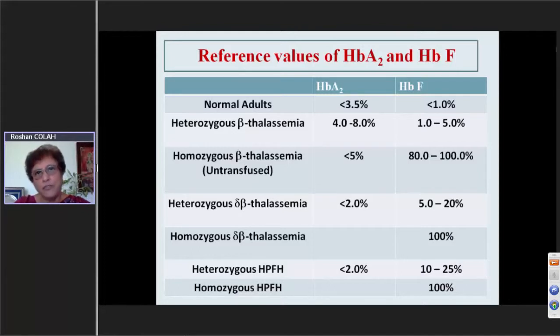It is often difficult to differentiate between heterozygous delta beta thalassemia and heterozygous HPFH, as well as homozygotes of these conditions, because they have very overlapping phenotypes.